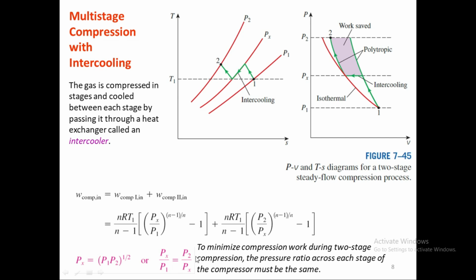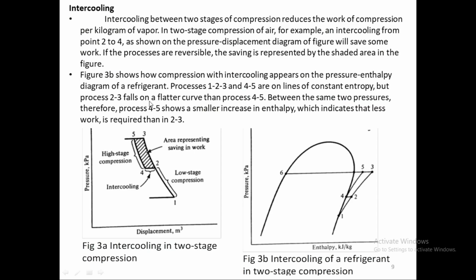So in this way we can figure out what the Px value is. If we know P1 and P2, we can find out what the middle pressure is. P1 is generally the inlet pressure, which is the evaporator pressure, which we normally know, and P2 is the condenser pressure, which is normally given. So with the help of this equation we can find out the middle pressure.